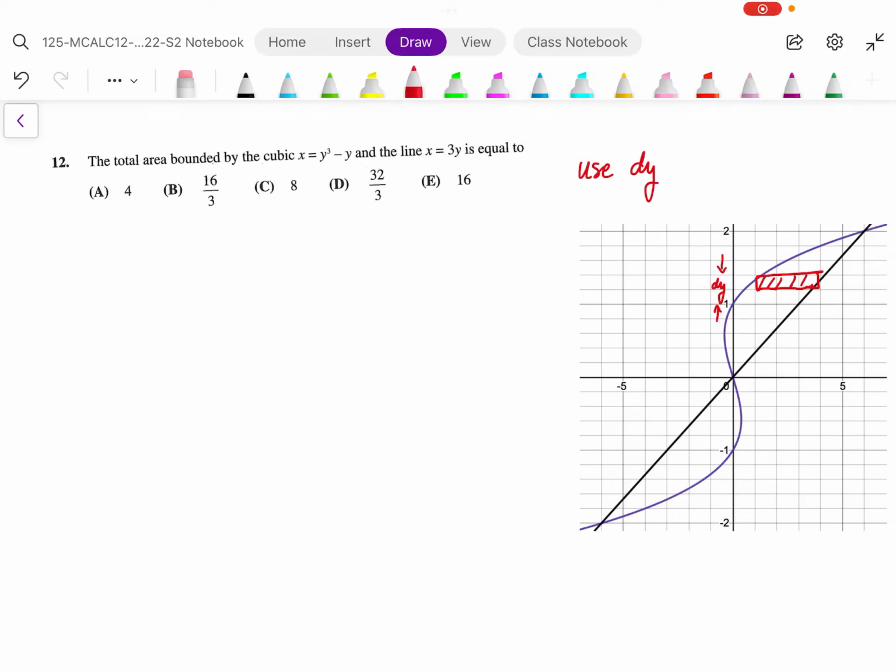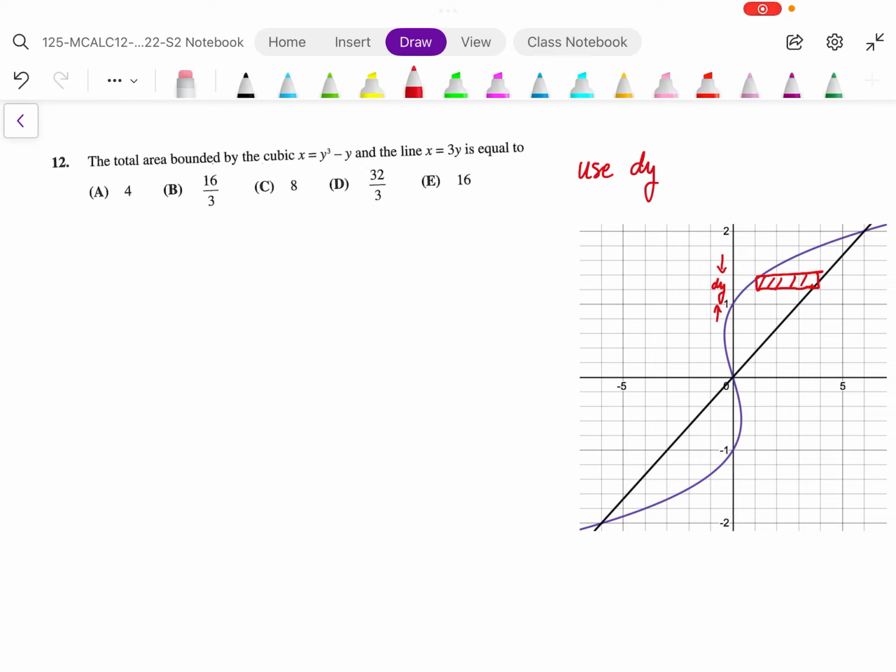Number 12 from page 317 in Barron's workbook. It says the total area bounded by the cubic function x equals y cubed minus y and the line x equals 3y. Now, if we sketch this out, the black line is going to be the linear function, and the purple line is going to be this cubic function.